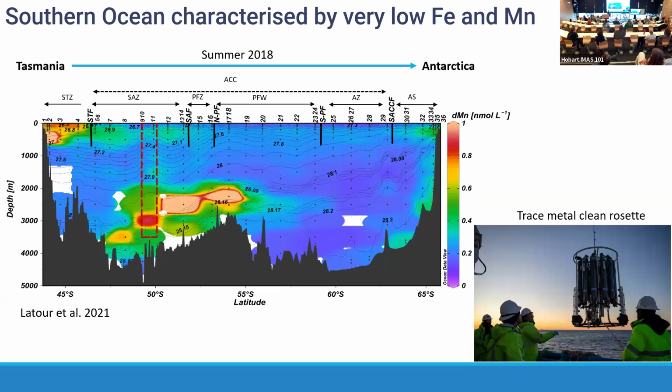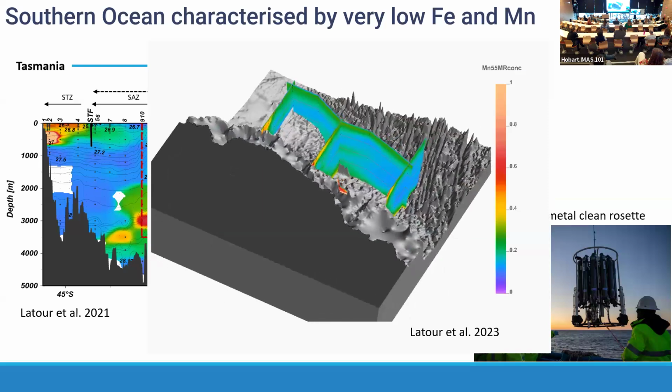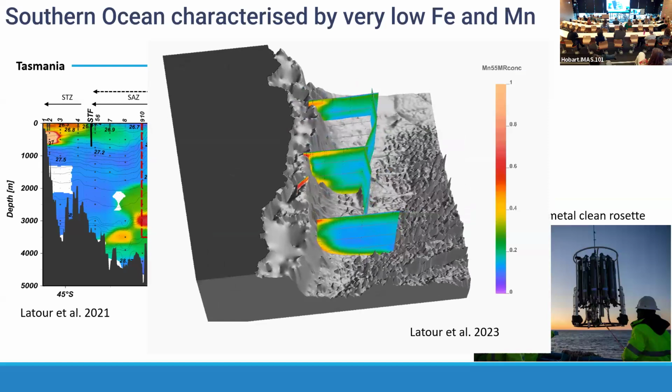And that's because, as I mentioned previously, manganese, like iron, is coming from the crust. And so if you go closer to the continent, there's input of this metal. This is an animation of the same SR3 voyage. So this is the transect that we did at the bottom of the line.